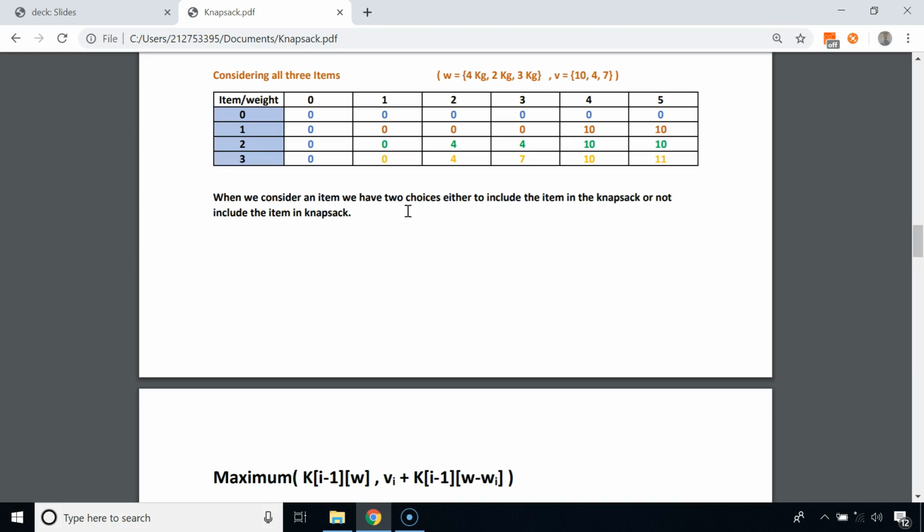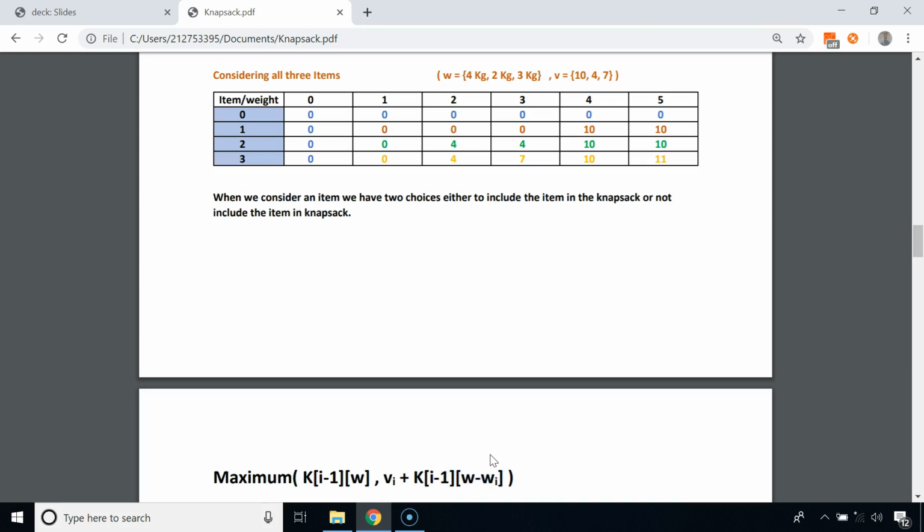So when we consider an item, we have two choices, either to include the item in the knapsack or not include the item in the knapsack. So we take the maximum out of these two cases. So this is the case when we don't include the ith item in the knapsack, and this is the case when we include the item in the knapsack. Since we are including the ith item in the knapsack, we will take the value of the ith item and we go to the cell which is one row above.